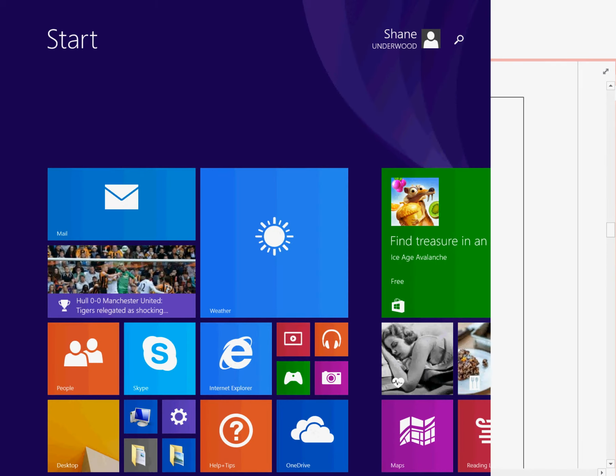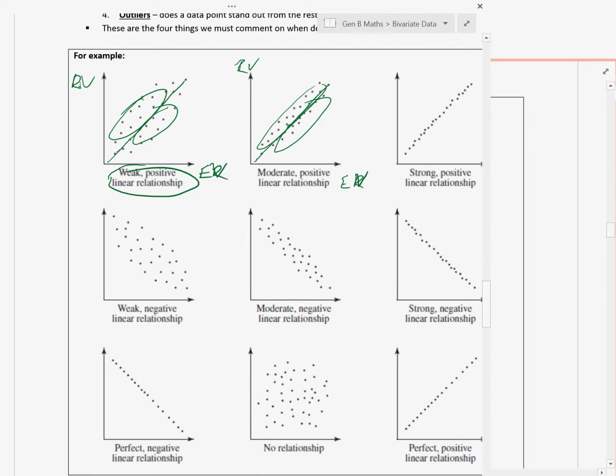So that's actually good. I'll just go back here, and I'll do this. Is that better? All right. So this one's quite a strong one. You can see here though that these are all positive relationships.